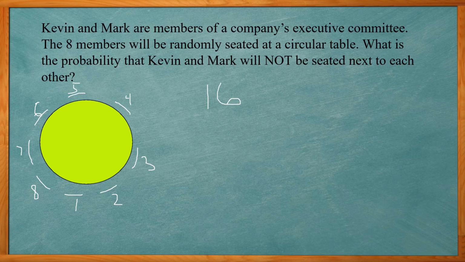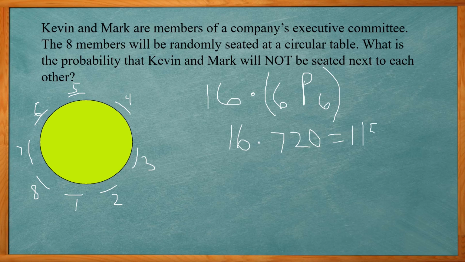Now if they're sitting down, there are 6 seats open. How many ways can the other people sit in those 6 empty seats? At that point, that's basically just a permutation. Okay, so 6 seats, you need to choose 6 people. So we're going to take the 16 times that permutation, and this permutation ends up being 720. So we have 16 times 720. I guess it's 11,520.